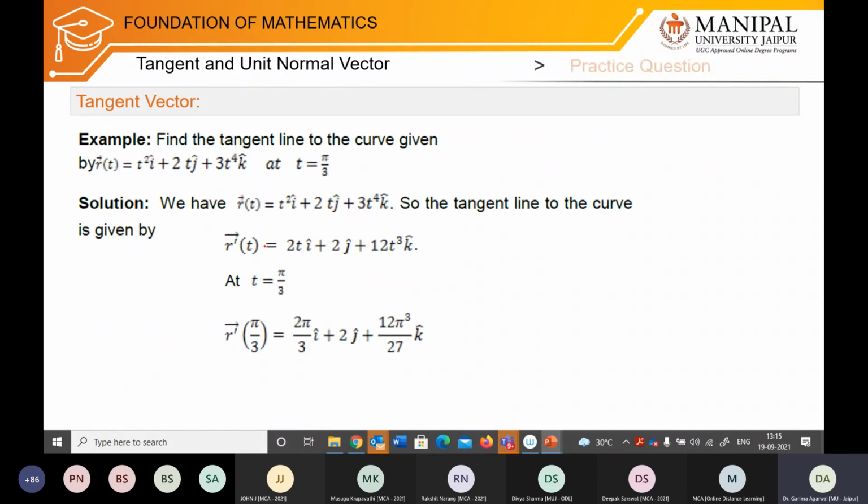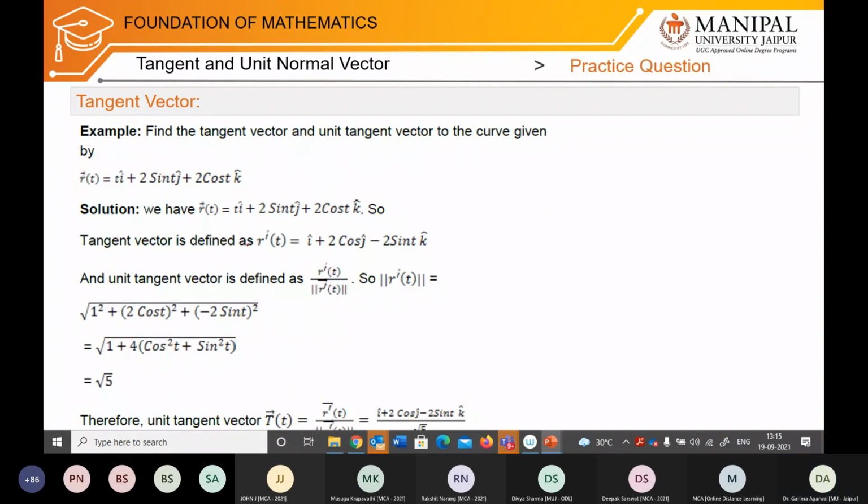So find the tangent vector and unit tangent vector for this curve. Vector r is given, we can find r prime, that is the differentiation of vector r. This is the tangent vector, and the unit tangent vector is r prime upon magnitude of r prime. What is the magnitude? Root of the square of the coefficient of i cap, the coefficient of j cap, and the coefficient of k cap. So this is the unit tangent vector.